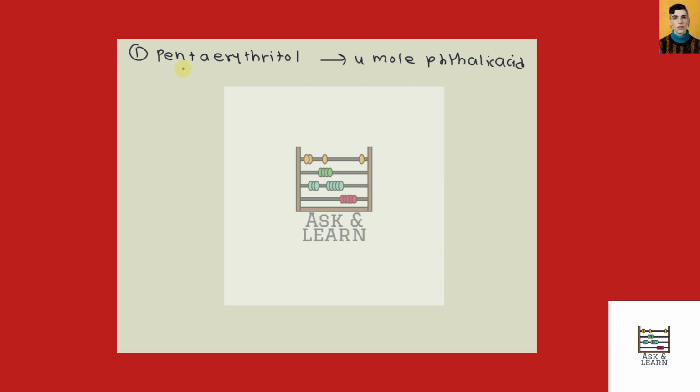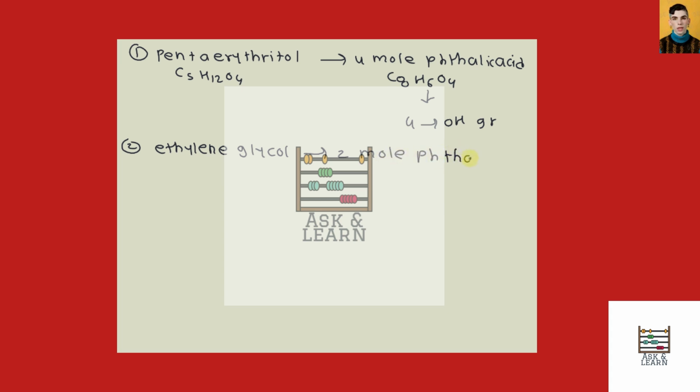So here the formula is C5H12O4 and here C8H6O4, and it contains 4 OH groups. Now here the second reaction, that is ethylene glycol reacting with 2 moles of phthalic acid, and here the ethylene glycol contains 2 OH groups.